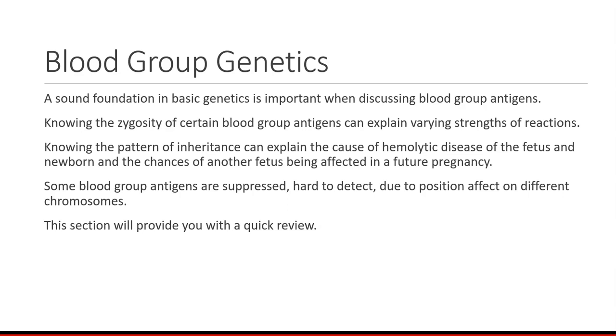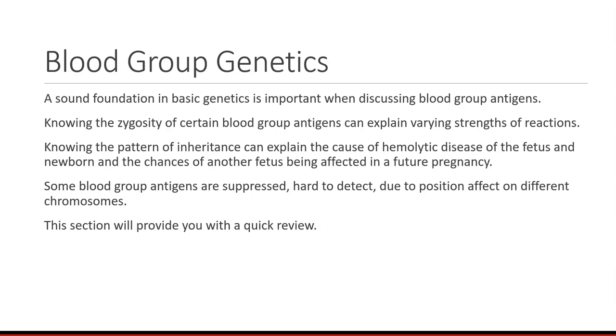Knowing the zygosity of certain blood group antigens can explain varying strengths of reactions when we do our in vitro testing. Knowing the pattern of inheritance of antigens can explain the cause of hemolytic disease of the fetus and newborn, and the chances of another fetus being affected in a future pregnancy. Some blood group antigens are suppressed, they're hard to detect due to position effects on different chromosomes.